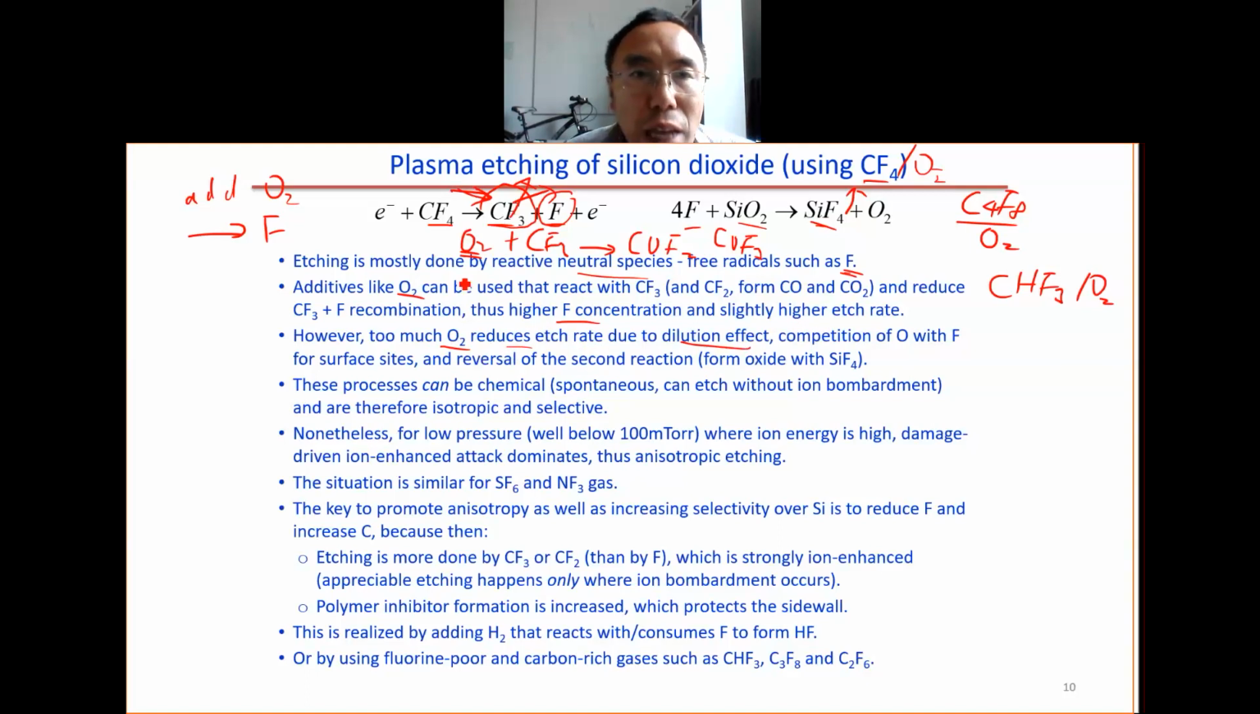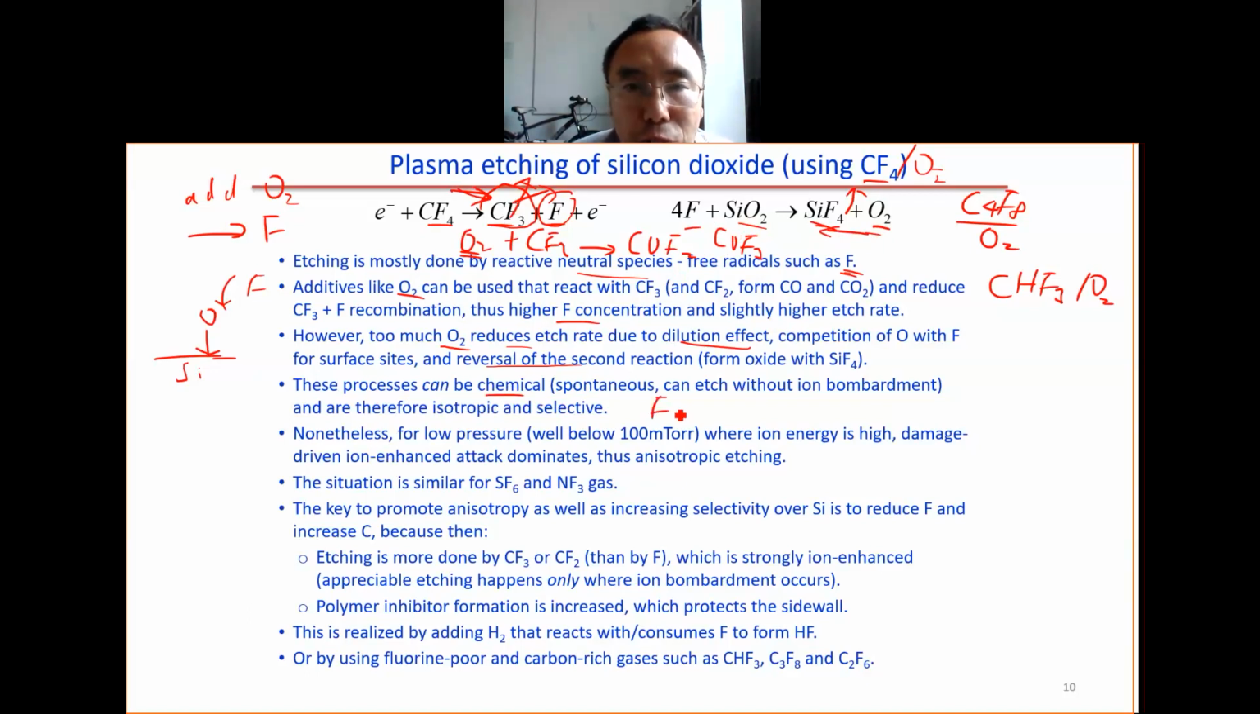The oxygen will dilute the fluorine gas, and there is competition of oxygen with fluorine for the surface sites. If on the silicon surface you have lots of oxygen, it blocks the fluorine from coming to the surface. So this also slows down the etching. There is also the reversal of the second reaction: if you have too much oxygen, it goes to the left side, so the etching will be slow.